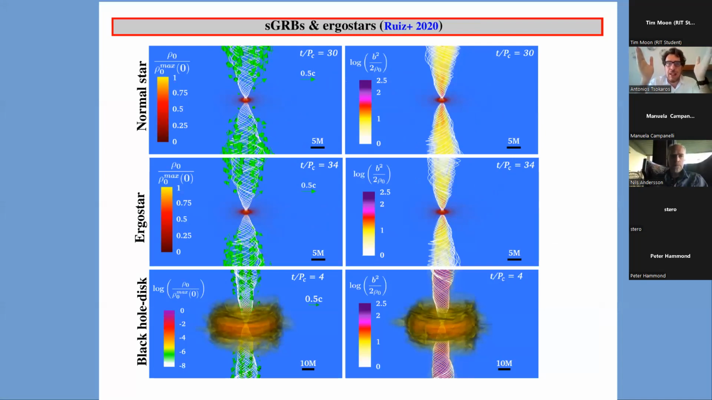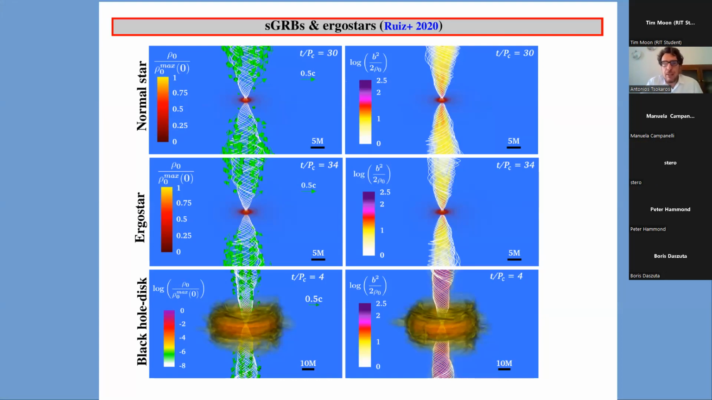In the top row, I have the evolution of a normal star. On the right column is the density. On the left column is the density. On the right is the p square over 2 rho factor. In the middle row, we have the evolution of the ergo star, and in the last row, we have the evolution of a black hole, typical black hole with a disk.